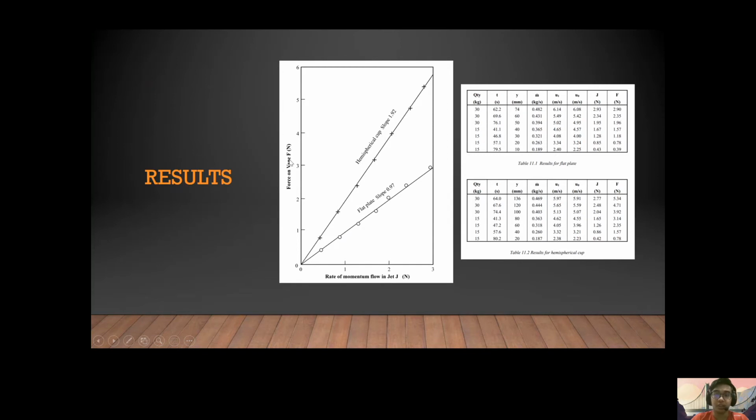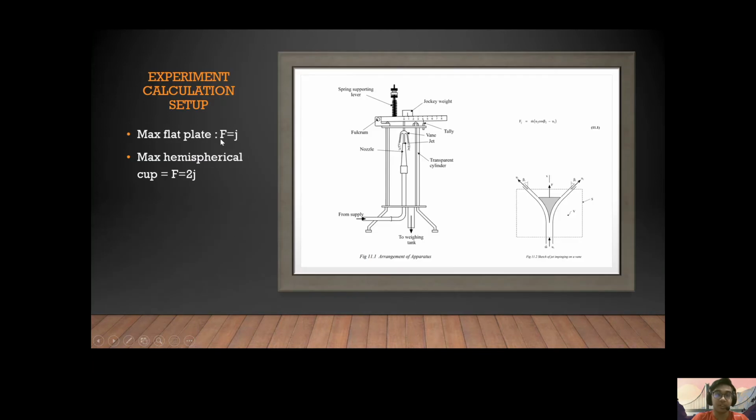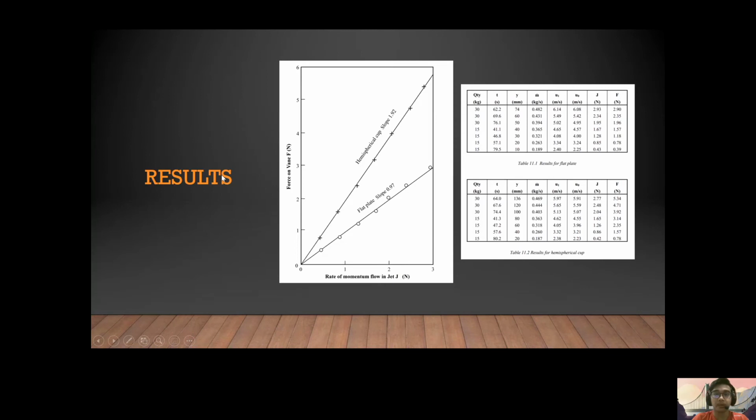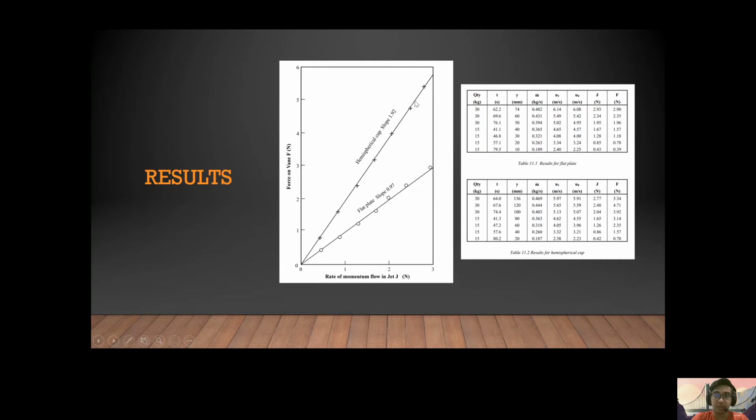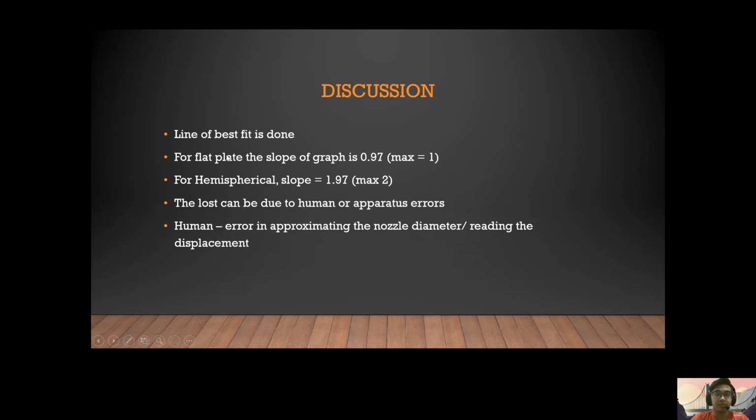The graph is force value over the flow in jet J, where F equals J for the flat plate and F equals 2J for the hemispherical cup. Based on the plot, we do a line of best fit. This is a line of best fit, and this is also a line of best fit. For the flat plate, the slope of the graph is 0.97, and our maximum is 1, which essentially says that F equals J. For the hemispherical cup, we get 1.97, which says that F equals 1.97 J, but the theoretical maximum is 2.